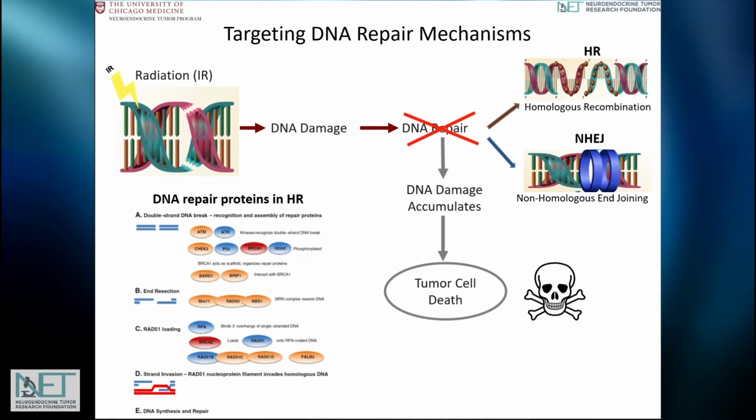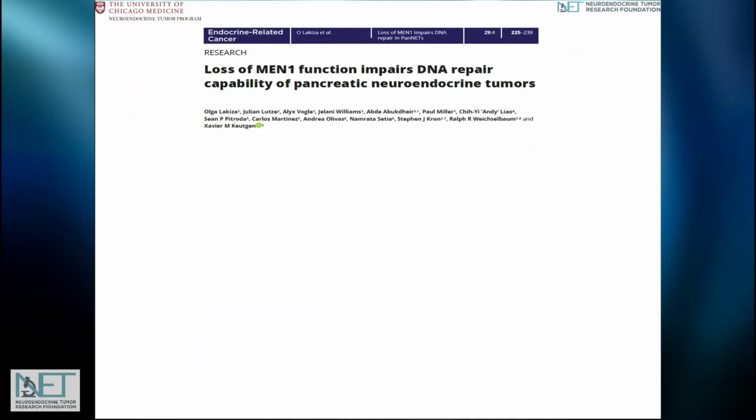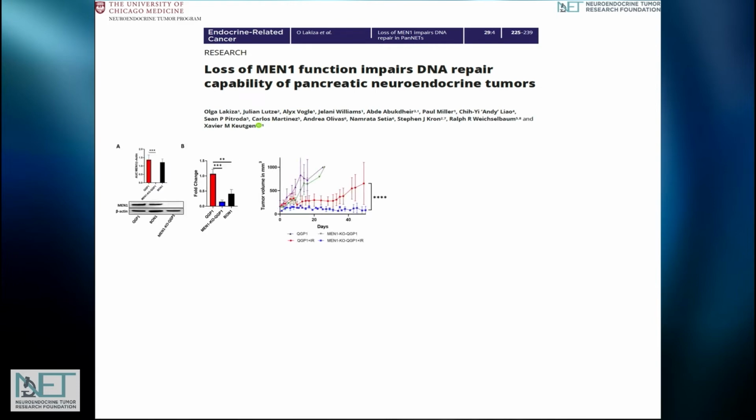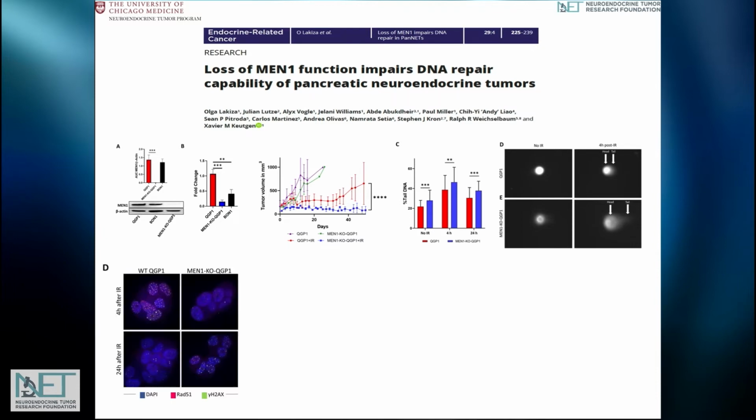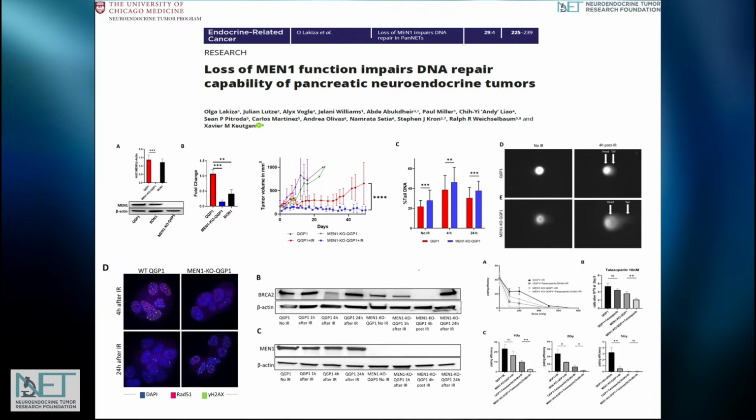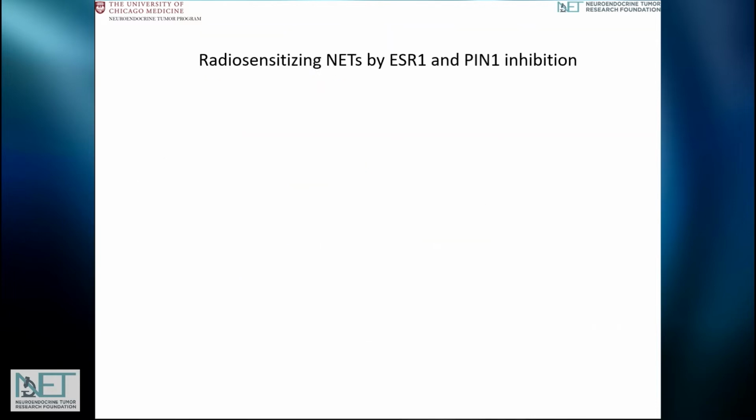The homologous recombination pathway is the preferred pathway for DNA double-strand break repair, and BRCA1 and BRCA2, as a reminder, are important proteins involved in this pathway. Last year, we published our paper that was funded through NetRF and the 2020 BTSI NANETS Award. We essentially showed that MEN1 function impairs DNA repair in pancreatic neuroendocrine tumors, especially the homologous recombination pathway and the BRCA2 transcription and protein levels, and that combining MEN1 knockout cells with radiation and PARP1 inhibition induces synthetic lethality.